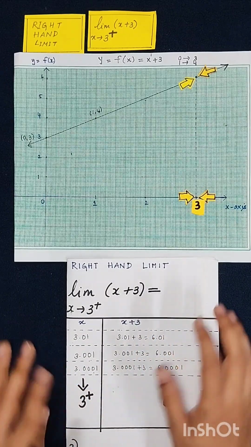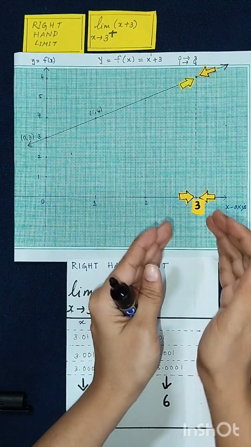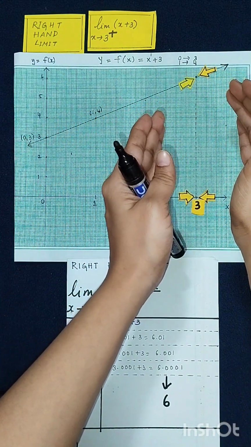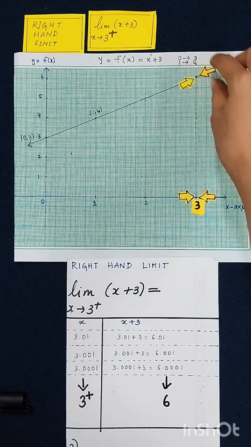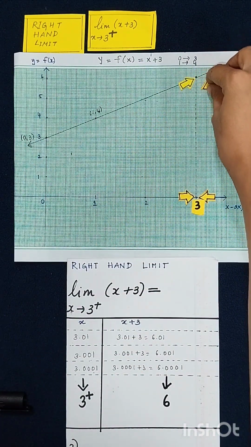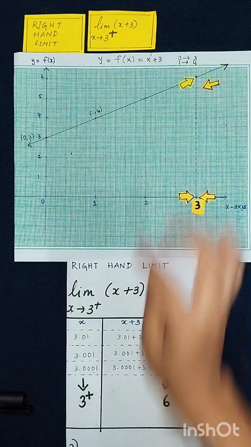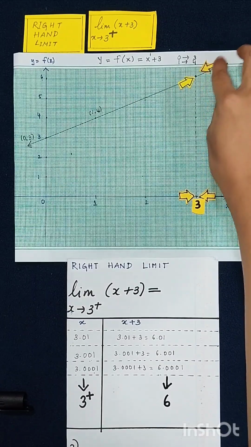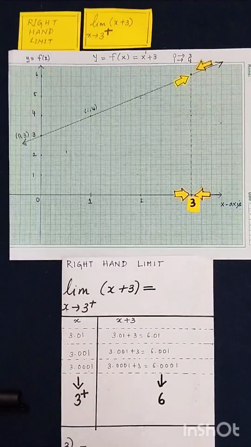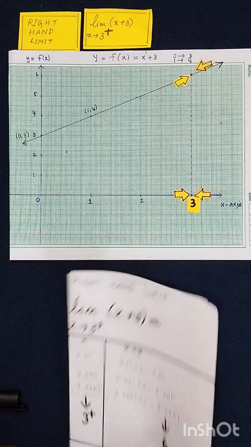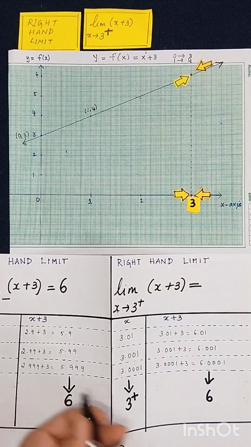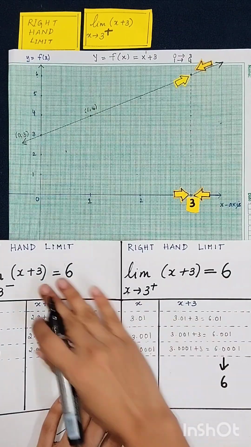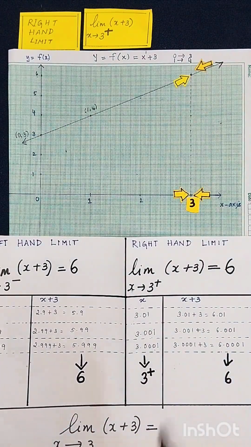The thing is, we have to approach 3 and check whether there is a constant number to which both the left hand limit and right hand limit approach. Suppose it does not approach one number, then it might approach some other value, and then we say the limit does not exist. But in this case, the value is approaching one single number, that is 6. So here also it is 6. So left hand limit is equal to right hand limit. If left hand limit is equal to right hand limit, we say the limit exists.